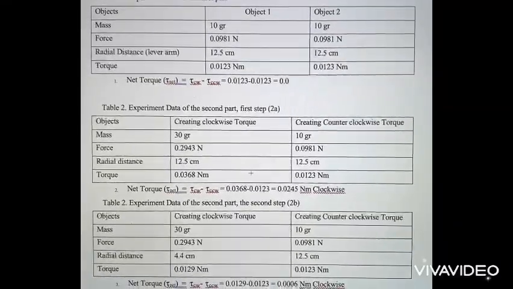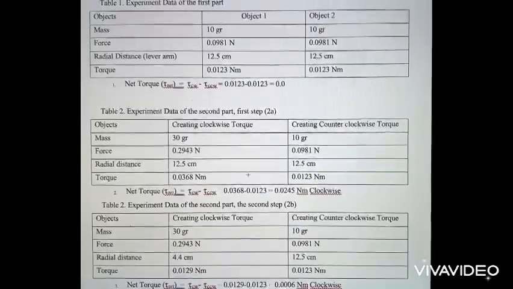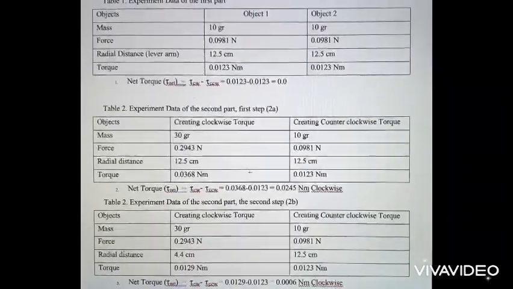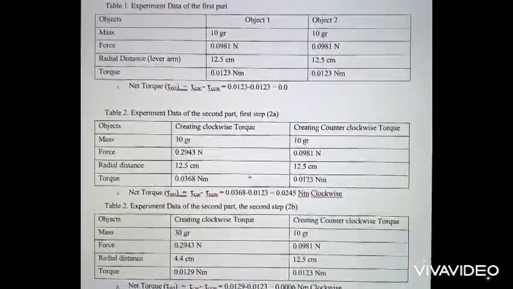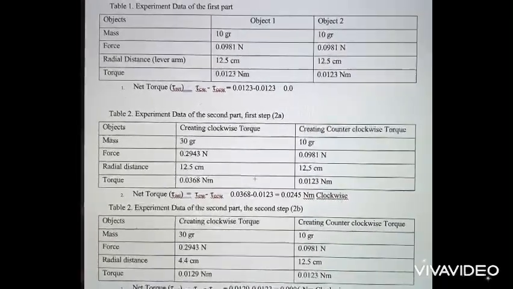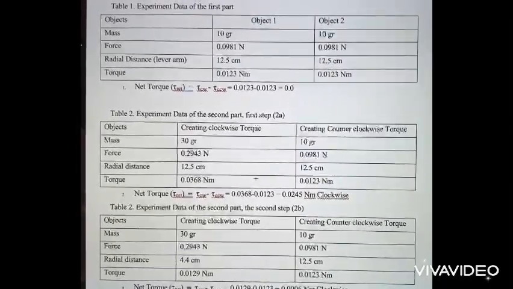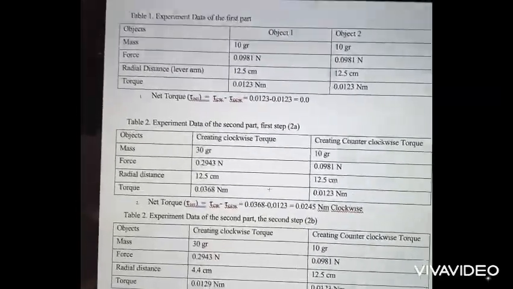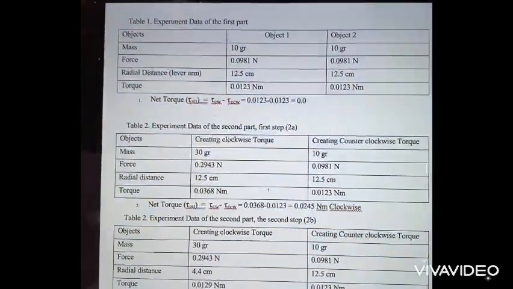In the first part of the experiment, the masses of objects were the same, so the forces they were applying were the same. Since the radial distance to the rotational axis was the same, the magnitude of the torque they were applying was the same as well, and the net torque was 0. Therefore, the system was in rotational equilibrium, as expected.